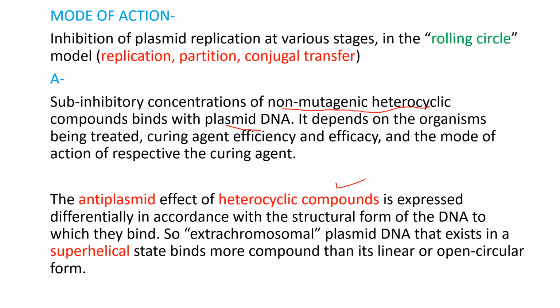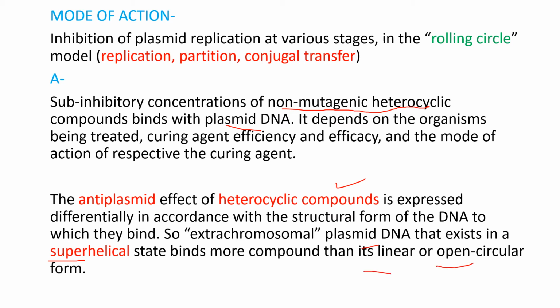The antiplasmid effect of heterocyclic compounds acts differentially on the different structural forms of DNA. The extrachromosomal plasmid DNA exists in a superhelical state. Heterocyclic compounds bind readily with the superhelical state of plasmid DNA rather than its linear or open circular form.